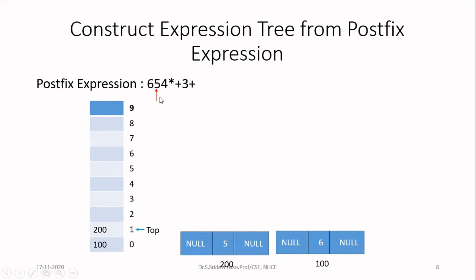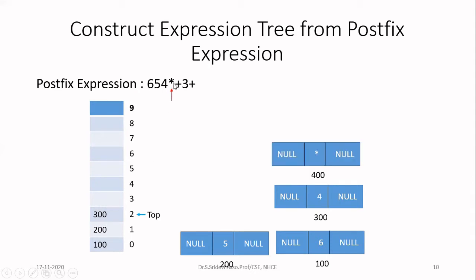Then I'm going to scan the next symbol. The next symbol scanned is 4. Again, it is an operand. So I have to create a new node for the operand, and the address of the new node will be pushed onto the stack. So I have 300 on the top of the stack now. Then I'm scanning the next symbol. It is multiply. It is an operator. So when I have an operator, I have to create a new node for the operator. So I'm allocating the memory. I'm adding multiply in the data field of the new node.